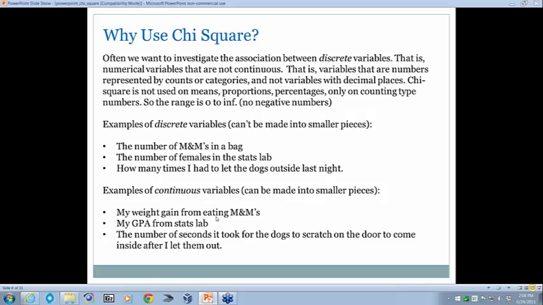Examples of discrete variables, they can't be made into smaller pieces. So today we're going to be looking at the numbers of M&Ms in a bag, number of females in the stats lab, how many times I had to let the dogs out last night. Okay, examples of continuous variables, which can be made into smaller pieces, are my weight gain from eating M&Ms, my GPA from the stats lab, and the number of seconds it took for the dogs to scratch on the door to come back in after I let them out, which is anywhere with a range from 0 to 3 seconds, it seems like.